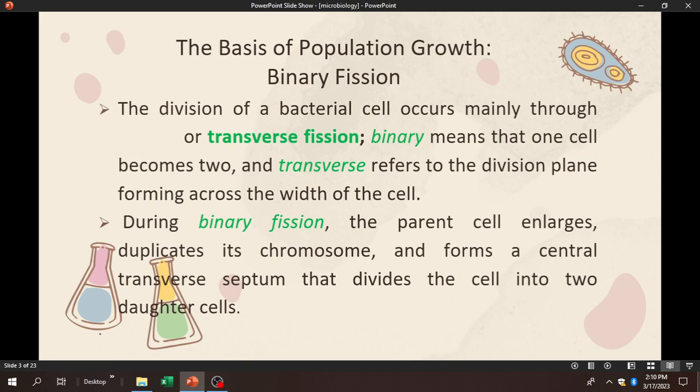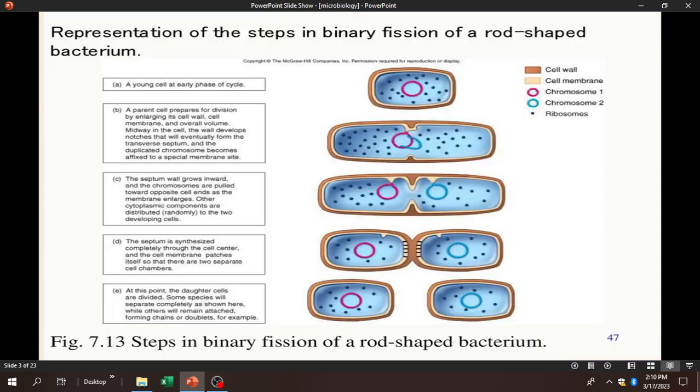the cell. During binary fission, the parent cell enlarges, duplicates its chromosome, and forms a central transverse septum that divides the cell into two daughter cells. This process is repeated at intervals by each new daughter cell in turn, and with each successive round of division, the population increases. The stages in this continuous process are shown in greater detail in Figures 7.13 and 7.14. Figure 7.13 shows the steps in binary fission of a rod-shaped bacterium.